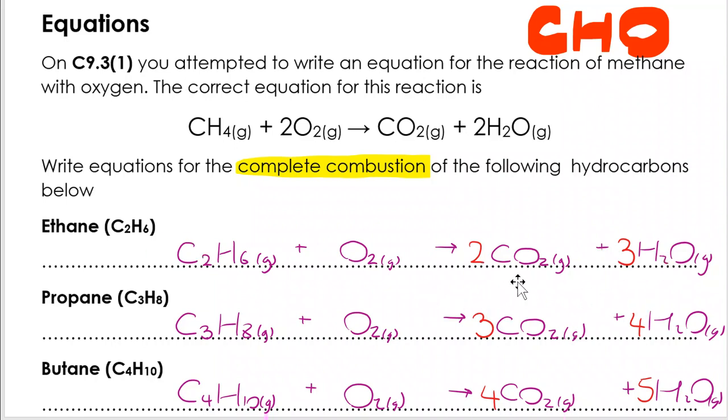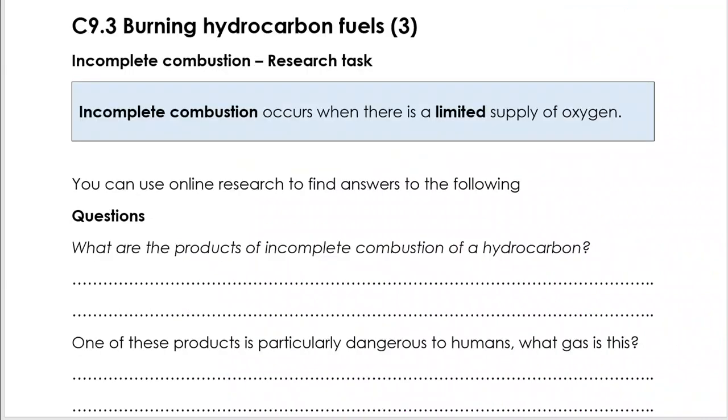In the first instance, I've got 4, 5, 6, 7 oxygens. So I'm going to need 3.5 O2 to balance it. In the second one, I've got 6, 7, 8, 9, 10 oxygens, so that means I need 5 O2. And in the final one, I've got 8 plus another 5, 13 oxygens, which would mean I would need 6.5 O2. So now let's move on and think about incomplete combustion. Have a think about these questions.